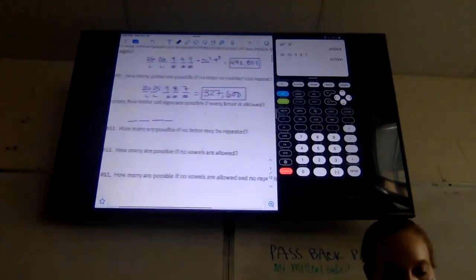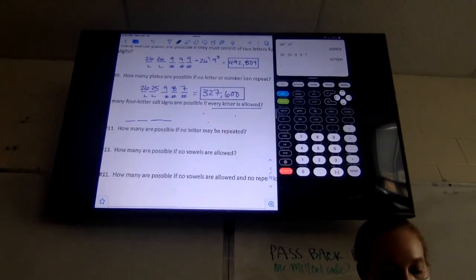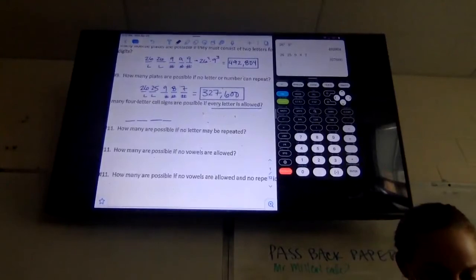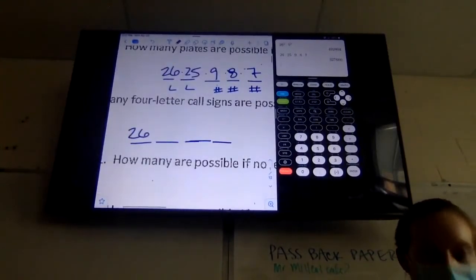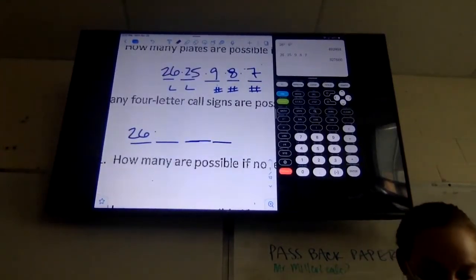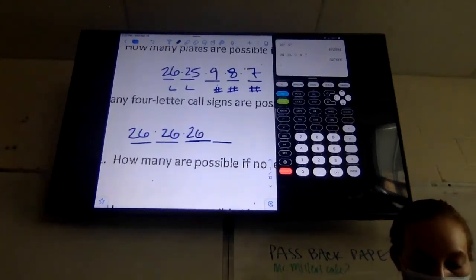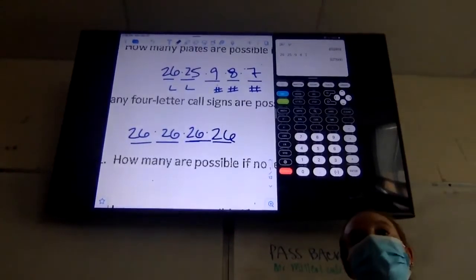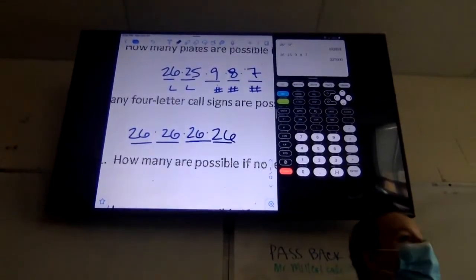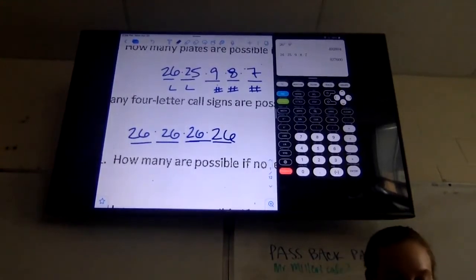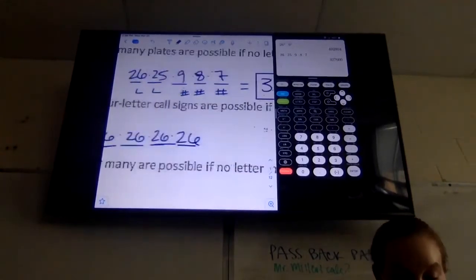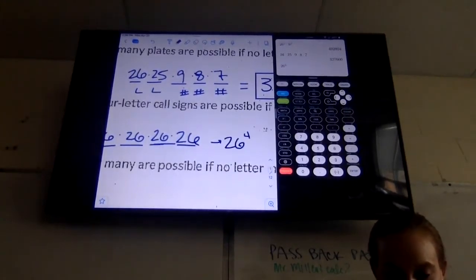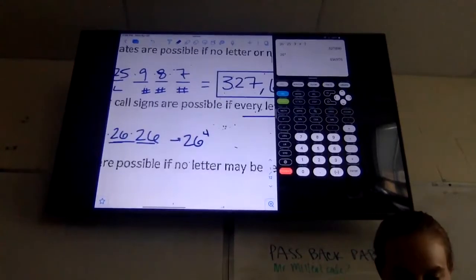So 4 letters. And this one says how many call signs are possible if every letter is allowed? So how many options do I have for the first letter? And how many for the second letter? 26. How many for the third letter? And good. So in that case, I do all 26s because it doesn't say anything about repeats. It doesn't say anything about vowels or consonants. I just assume I can use any letter as many times as I want. So that's 26 to the 4th, and that's the same thing as this big number.